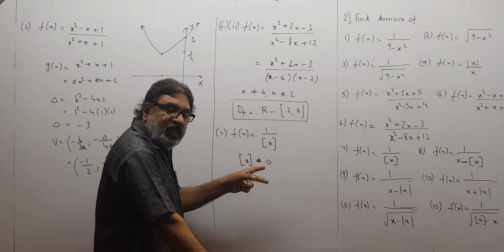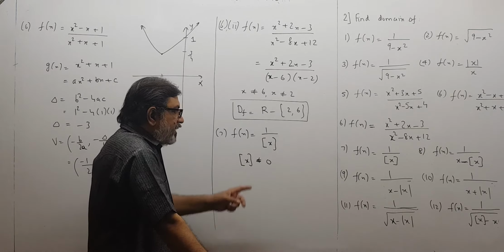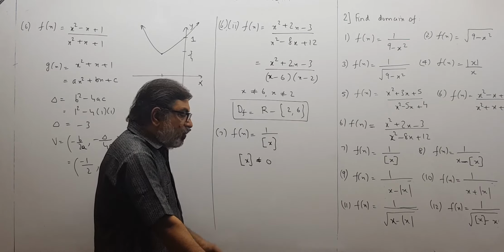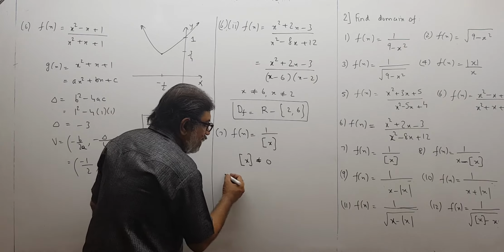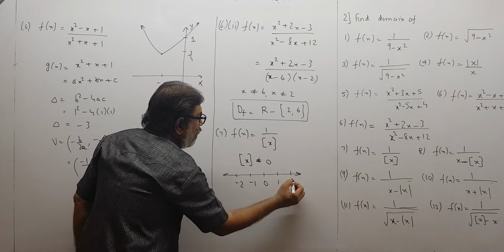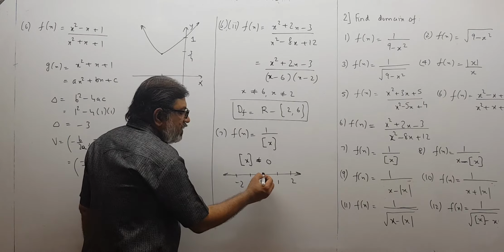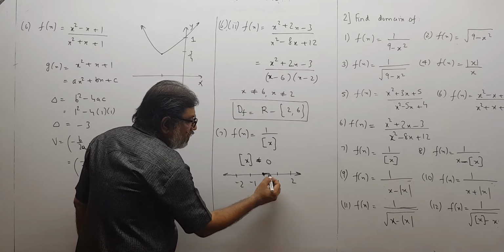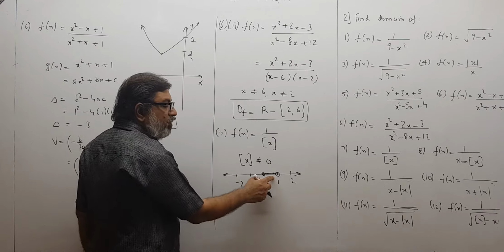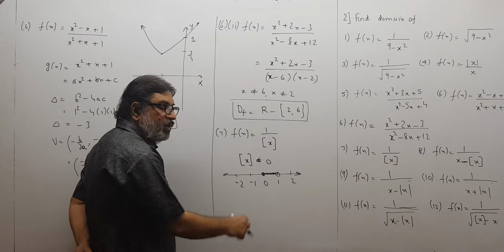Integer part of x can be 1, can be 2, can be 3, can be 4, can be minus 1, can be minus 2. That is okay. But integer part of x should not be 0. What are those numbers whose integer part is 0? Plot a number line. You have been told how to get the integer part of a number. Which are those numbers whose integer part is 0? Zero's integer part is 0. And all these numbers, children, will have integer part 0. Which numbers? Up to 1, not including 1, because 1 will have integer part 1. So all these numbers between 0 and 1 also have integer part 0.